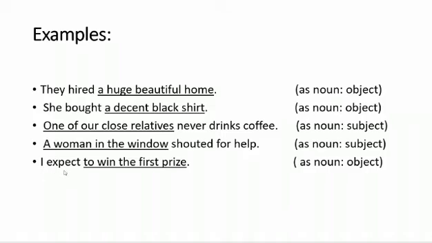Okay, now look at example number five. I expect. What do I expect? It means I expect something. I expect to win the first prize. To win the first prize is used as a noun phrase. This is what I expect. It is used as object of the verb expect, so it is a noun phrase as well.